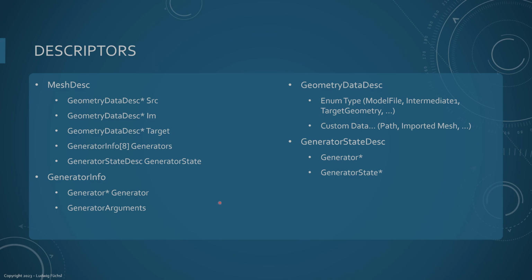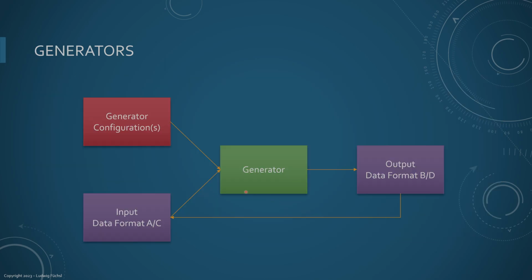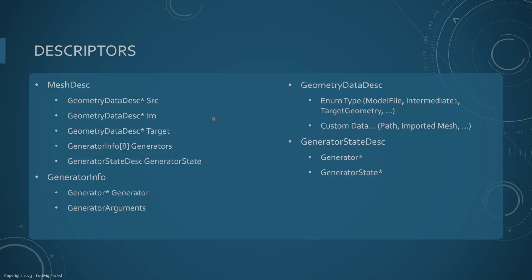And I think that's simple. We have a configuration, a generator, and data formats. And here we just have 4 descriptors. If we can handle this with just this little bit of information, it's quite a simple but effective and powerful system. And that's what I hope, and that's what I'm going to implement.